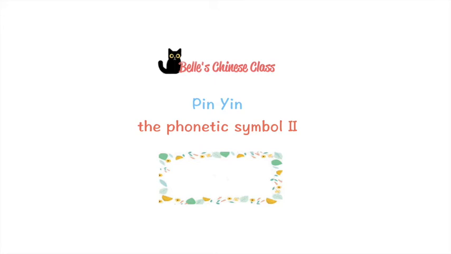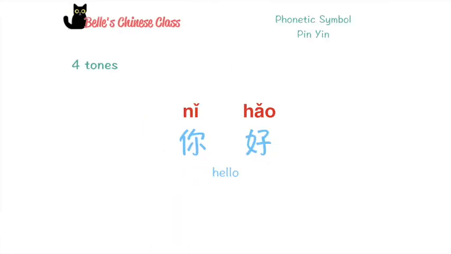In last lesson, we learned initials and finals of Pin Yin. But remember, we still need one more thing to pronounce a Chinese character perfectly. That is tones. In this lesson, we'll talk about the 4 tones and how to pronounce a Chinese character. Okay, let's start. As we mentioned last time, the tones are labeled by the short lines on top of finals.